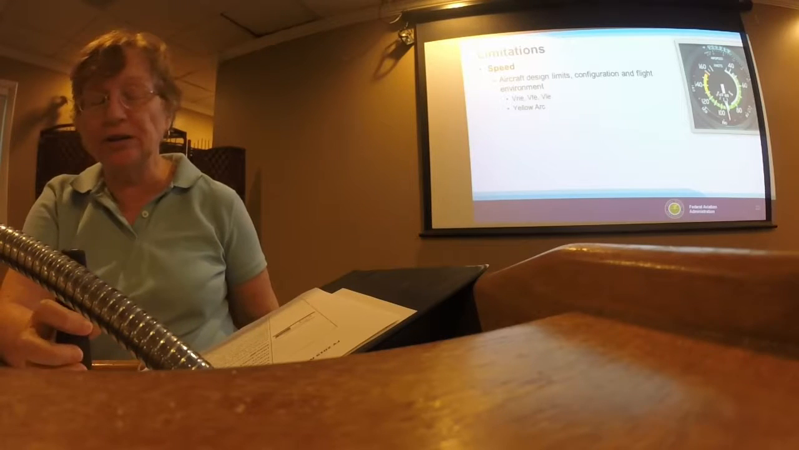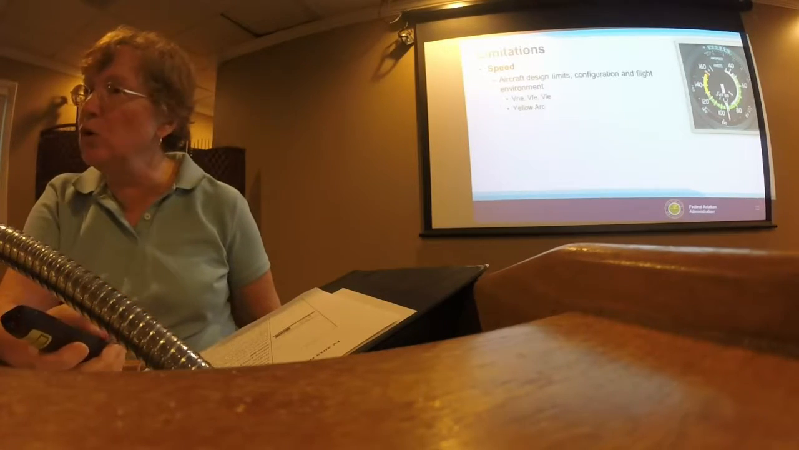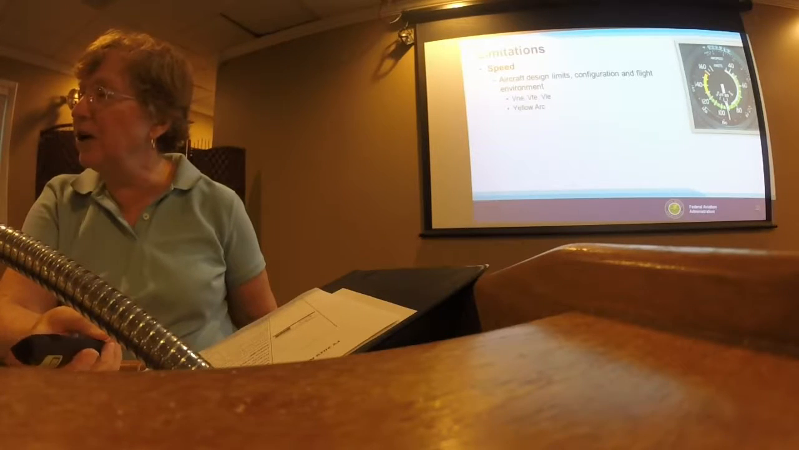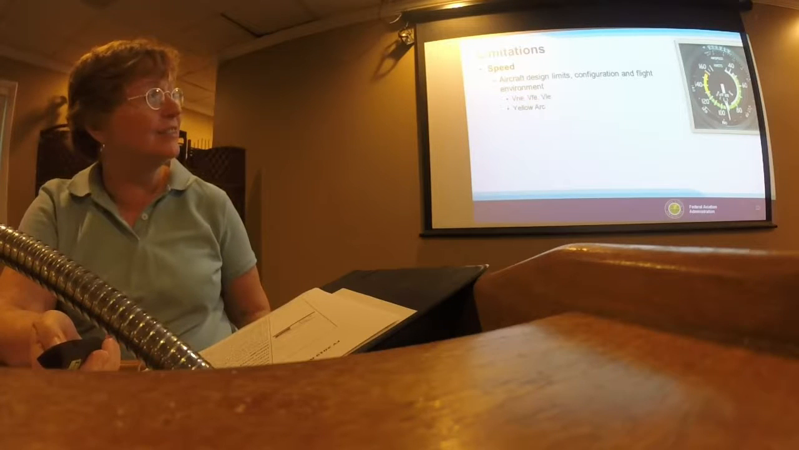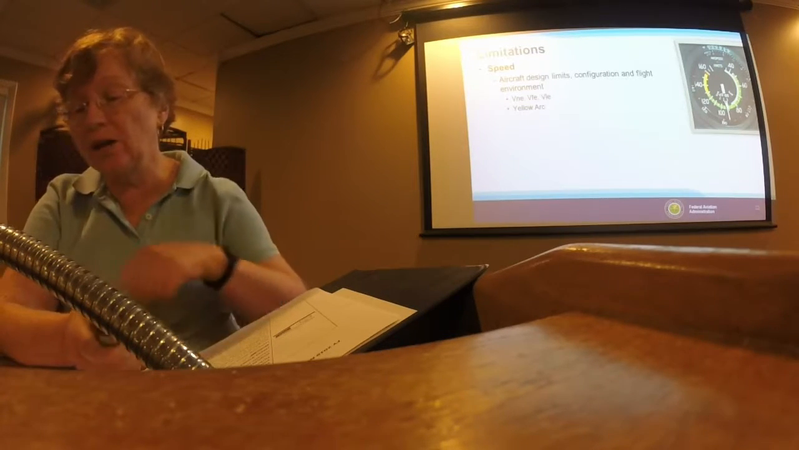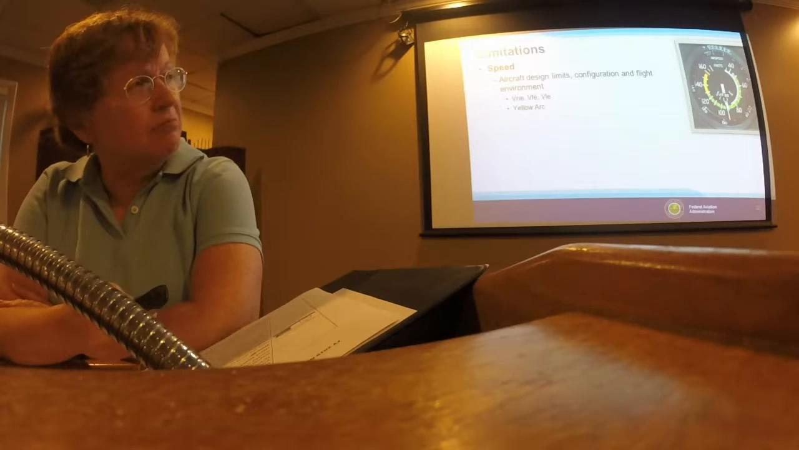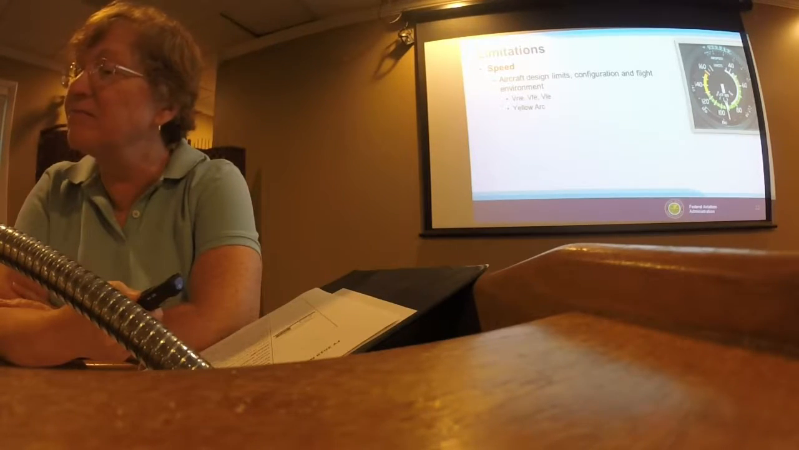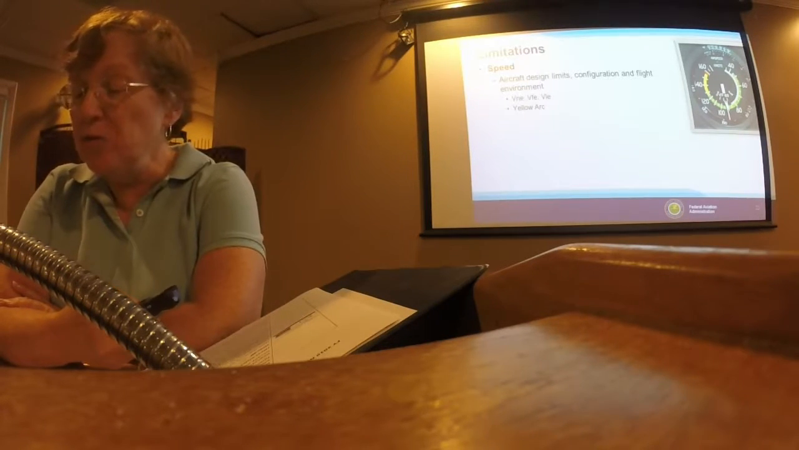What about the yellow arc? That's the smooth air portion. Okay. But what if I'm flying in the yellow arc and I get a bump? Is that okay? Okay, so I should slow down. They really do mean smooth air.